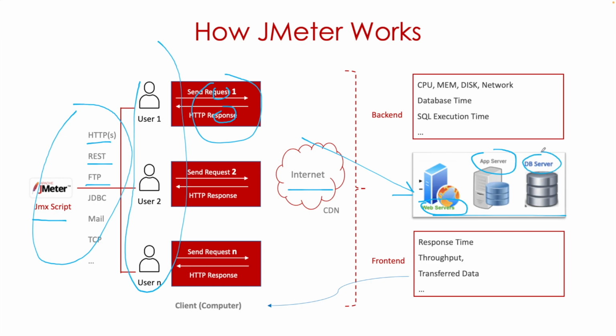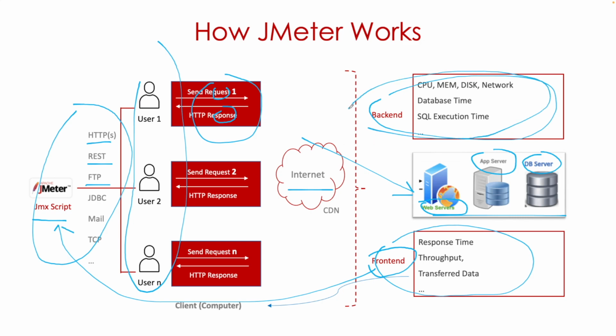So we need to collect both backend metrics and front-end metrics. Then we can analyze the performance problems in terms of all these statistics. Basically, JMeter generates front-end metrics by itself, but we still need some other tools to collect back-end metrics like CPU, memory, DB time, SQL statements, and so on. Okay, that's the overall picture of how JMeter works.